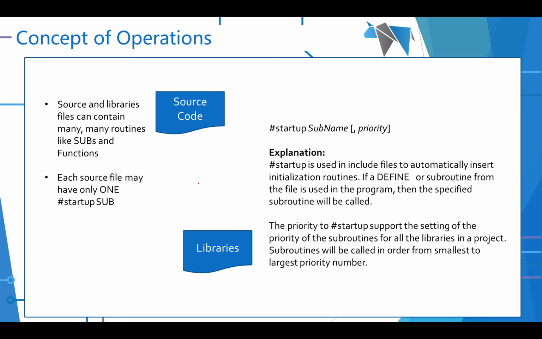In terms of what this looks like, your source code and libraries contain many, many subroutines and functions, but each source file can only have one startup sub. It has a subroutine name and a priority. That priority sets it in a list, and you can then prioritize where they sit. Normally, INITSYS is the highest priority, and then if you want PPS, you put an 85 behind it, and they go up to 100. You can prioritize where they come, and that helps support the priority of initialization.